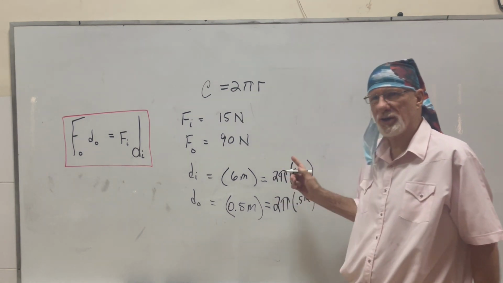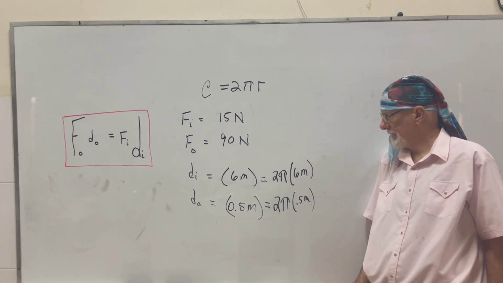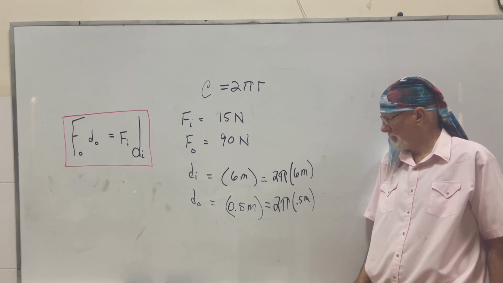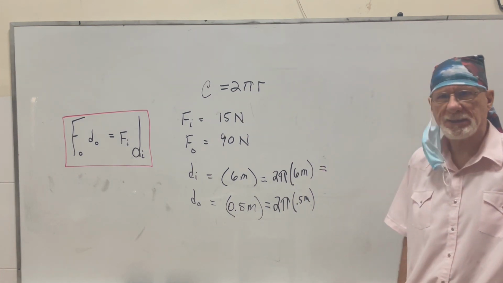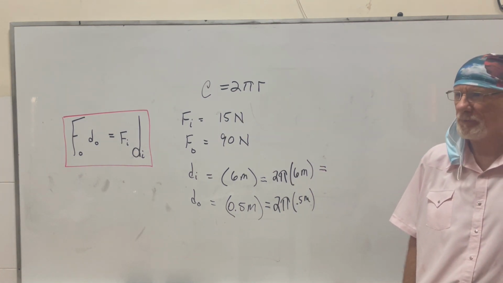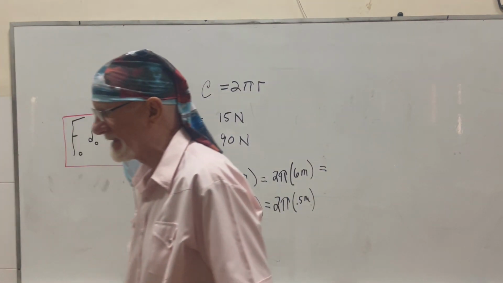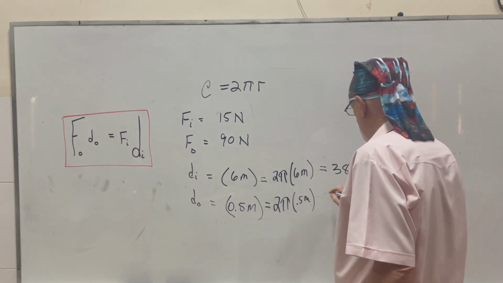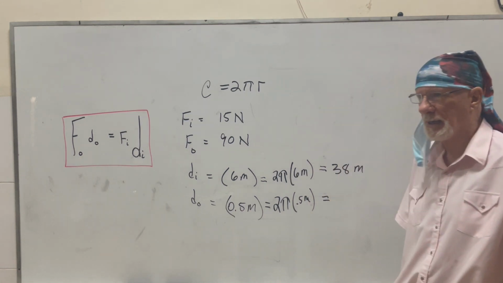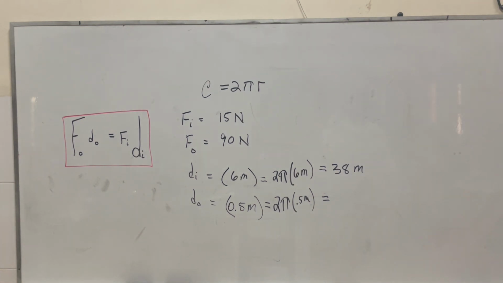You don't really have to do this, and I'll show you why in a minute. But what is 2 pi times 6, and then 2 pi times 0.5? What's the first one? What's 2 pi times 6? 37.7. So we'll say 38 meters. Okay. What is 2 pi times 0.5? 3.14.